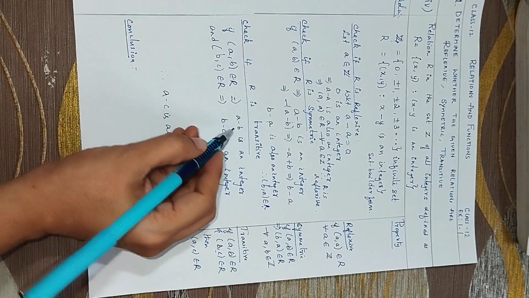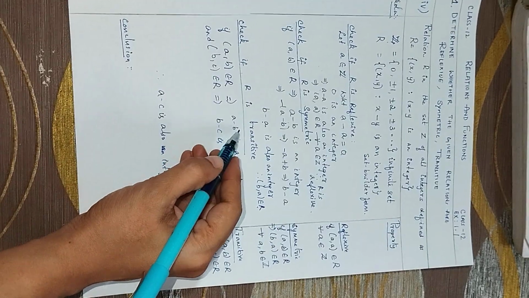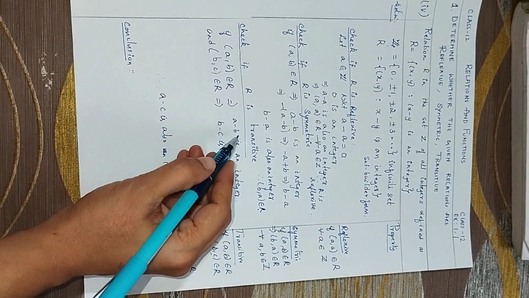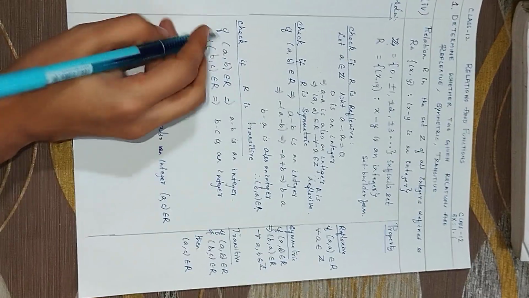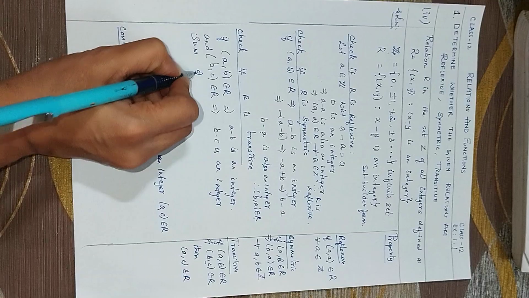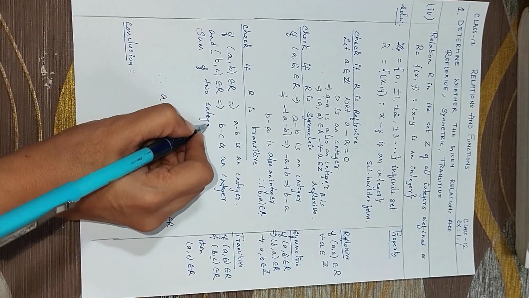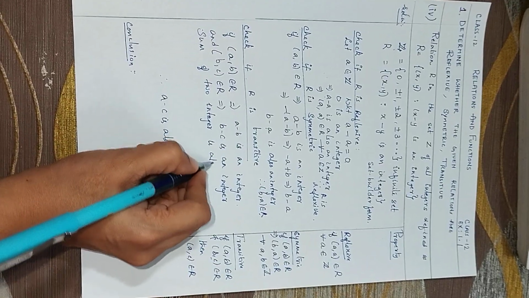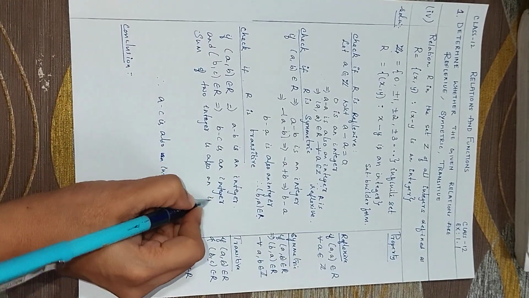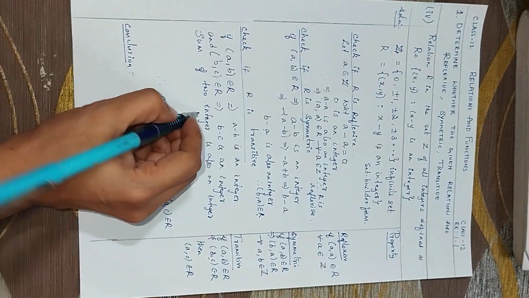So if you observe here, we need to cancel this minus b and plus b, right? So can we cancel it directly? We can cancel it along with the property. We must be aware of this property that the sum of two integers is also an integer. Sum of two integers is also an integer. So now you have the permission to add.